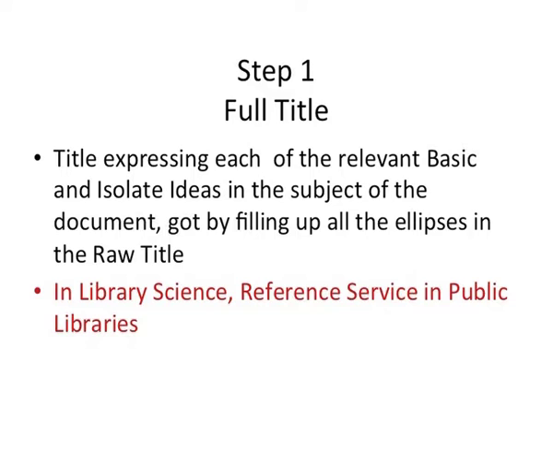Now, the second step in this, which he says is step one, is the title expressing each of the relevant basic and isolate ideas. So, I again repeat that in step one, which is called full title, we have to express each of the relevant basic and isolate ideas in the subject of the document, got by filling up all the ellipses in the raw title. You can very well understand the first title, because we are not clear about that. Therefore, the second title is quite clear. The second title, as I mentioned, is reference service in public libraries.